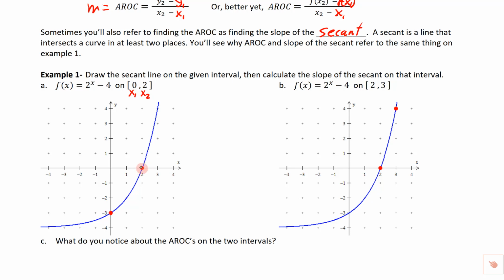So here's what I'm going to do. I'm going to draw the secant line. Now, some people will draw the secant line and they'll extend it past there. That's totally okay. It doesn't matter. So if you wanted to go out here and out here, that's totally fine. What we're interested in is just the slope from here to here.